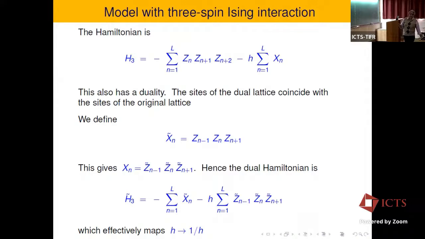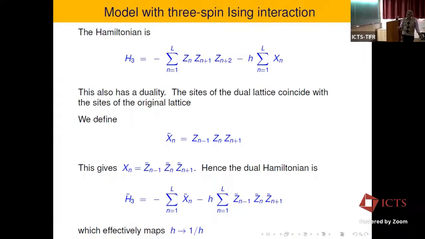So it has 3 spin Ising interactions. So there's a term like z_n z_(n+1) z_(n+2). And then there's a transverse field, which is the same as in the previous model, h multiplying x_n. So you can show that this model also has duality. So in this case, the sites of the dual lattice coincide with the sites of the original lattice. And this is the definition. So x tilde n is z_(n-1) z_n z_(n+1), and vice versa.